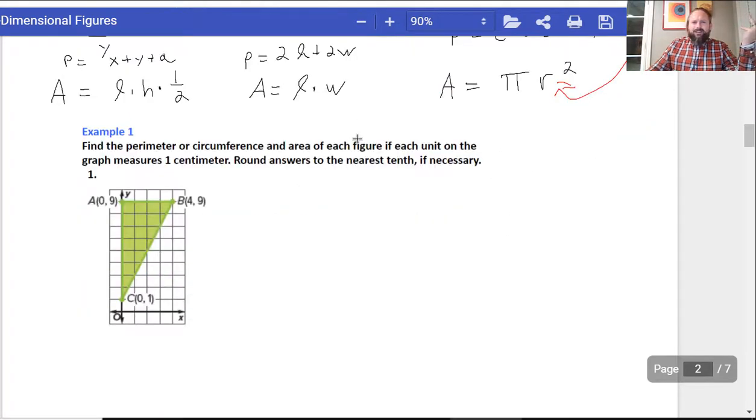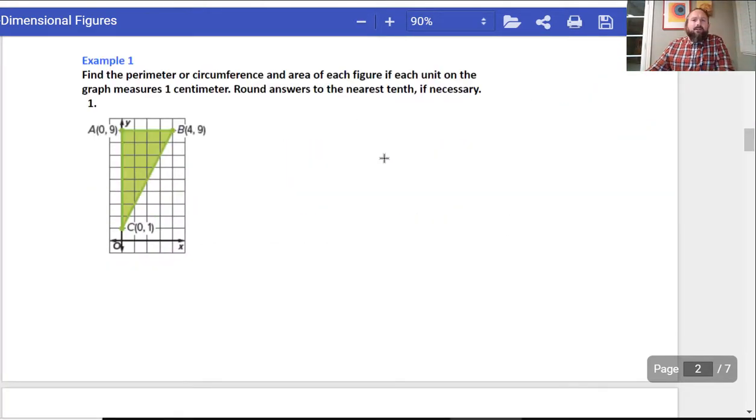All right, example 1. Find the perimeter and circumference and area of each figure if each unit on the graph measures 1 centimeter. Round the answers to the nearest tenth if necessary. The first thing we have to do is find the perimeter. I know this is 1, 2, 3, 4. So the perimeter is equal to 4 plus, let's figure out the other one: 1, 2, 3, 4, 5, 6, 7, 8.